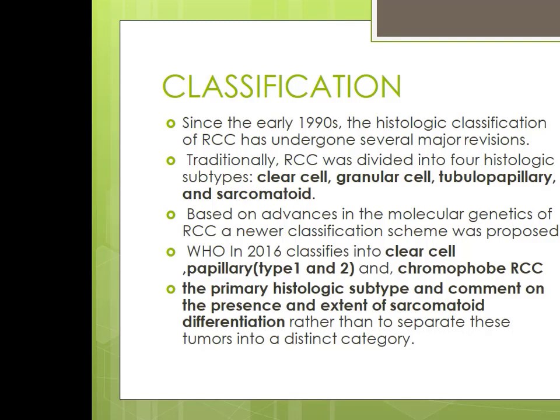Now, as there is technological advancement of molecular genetics, a new classification system was proposed by WHO in 2016. It classifies into 3 major types. The one is the clear cell, the next is the papillary, type 1 and 2, and the last one is the chromophobe RCC. So these are the 3 main subgroups, and all others are the modification or variety of RCC. So whenever we see histopathology, we should see the primary histological subtype and comment on the presence and extent of sarcomatoid differentiation.